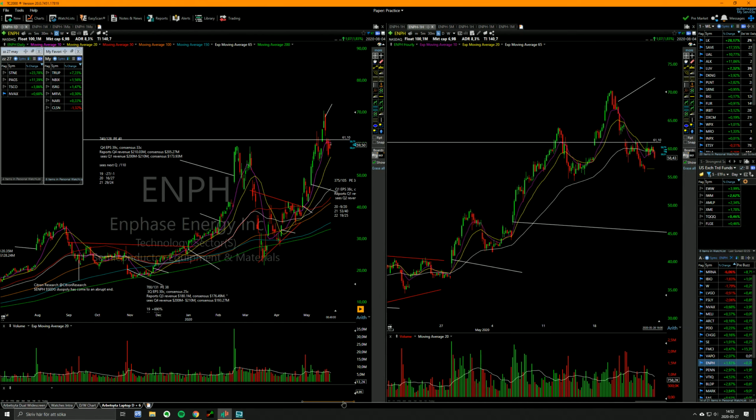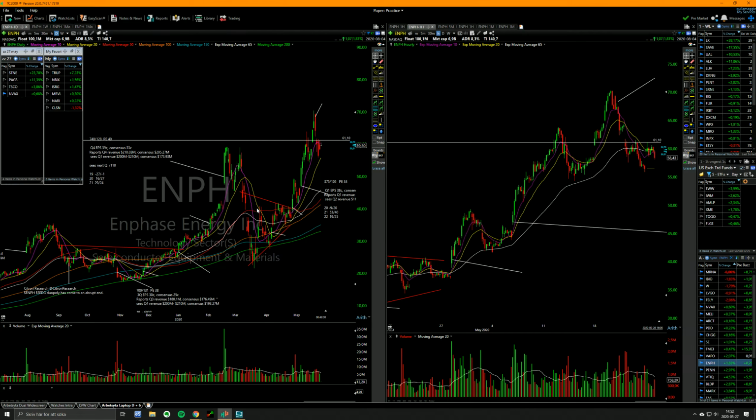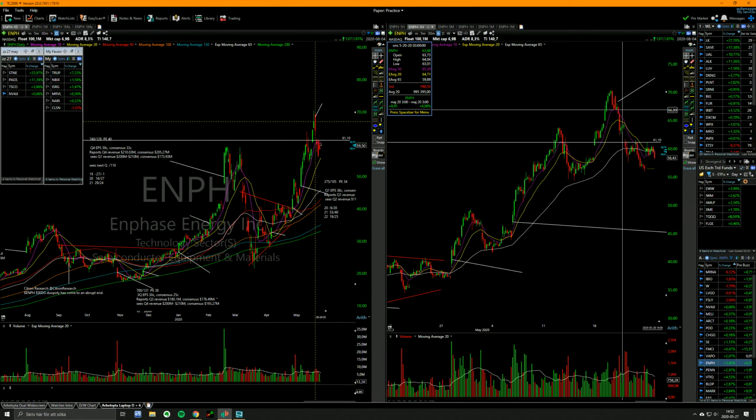EMPH, I'm short. This is an example of an overextended trade. Straight up, you had one leg up, second leg up, third, fourth, and fifth leg up. On the third day, opening range lows. I didn't short the opening range low. I shorted it here, midday.